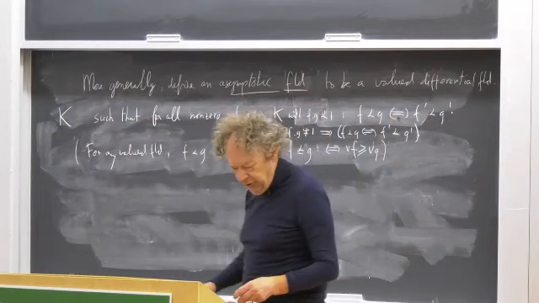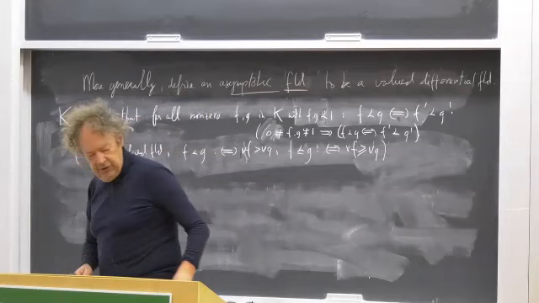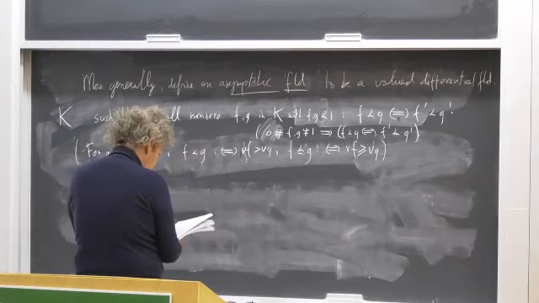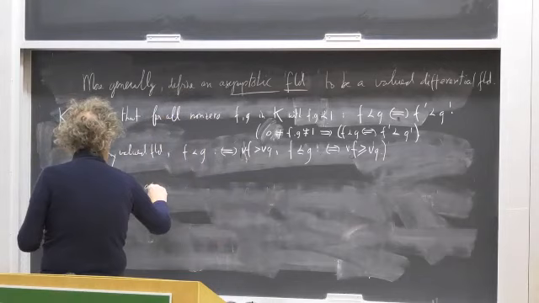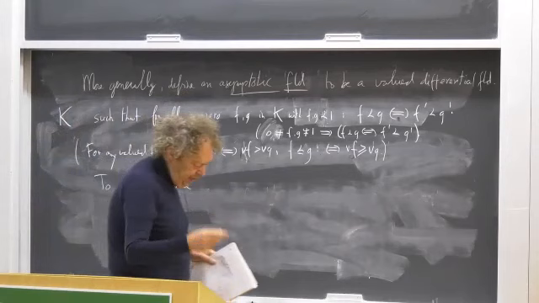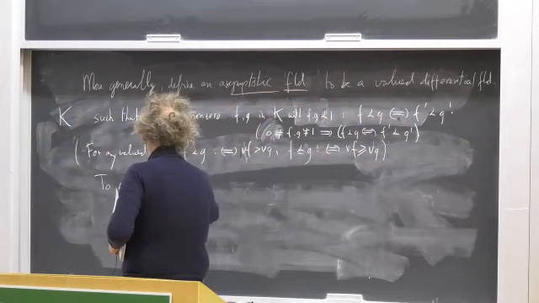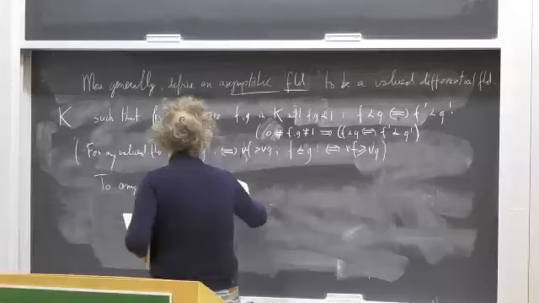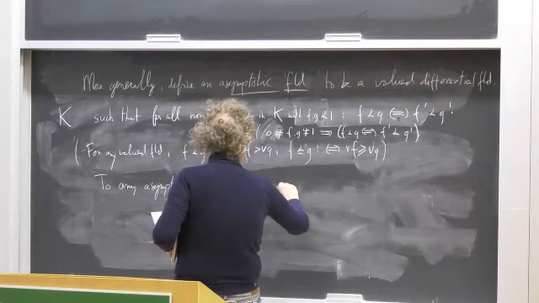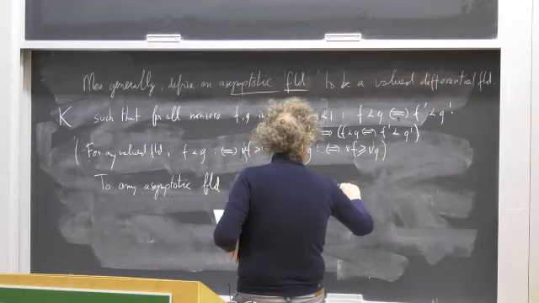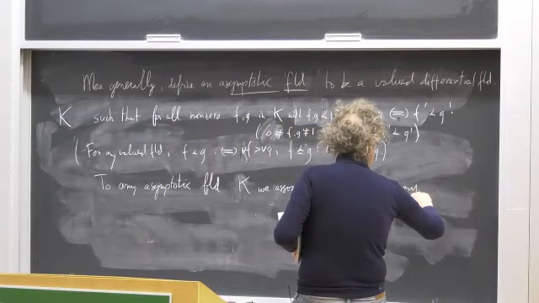I already exceeded my time, but let me just write down one sentence. To any asymptotic field, and there are interesting asymptotic fields that are not Hardy fields, for example, if you take the algebraic closure of a Hardy field, it's not a Hardy field anymore because it's not even ordered, but it's still an asymptotic field. So to any asymptotic field K, we associate its asymptotic couple, and it is an asymptotic couple, gamma psi.